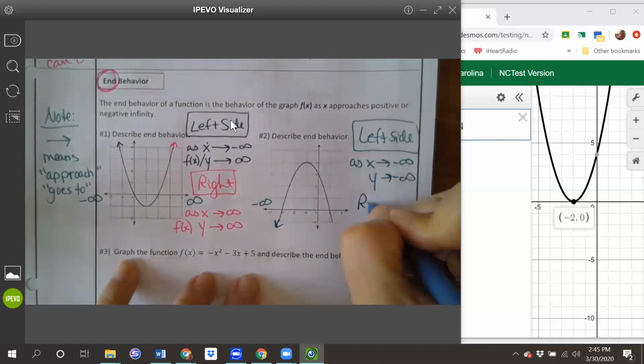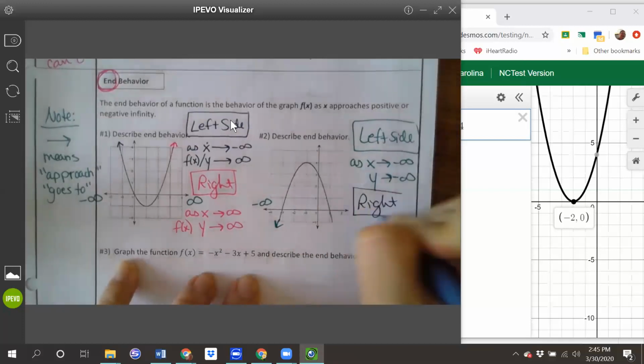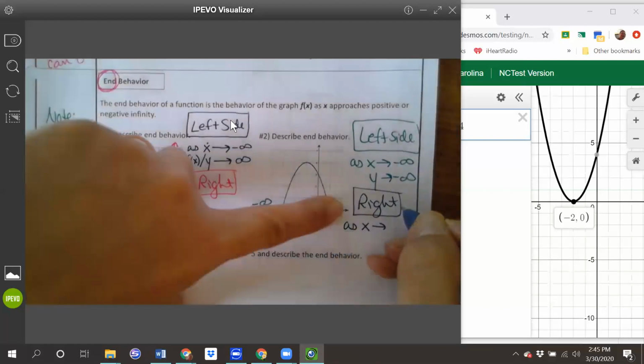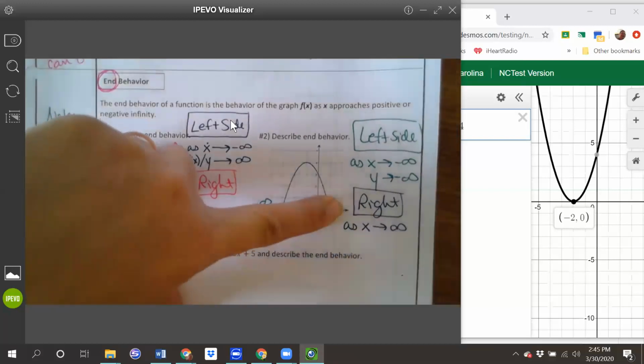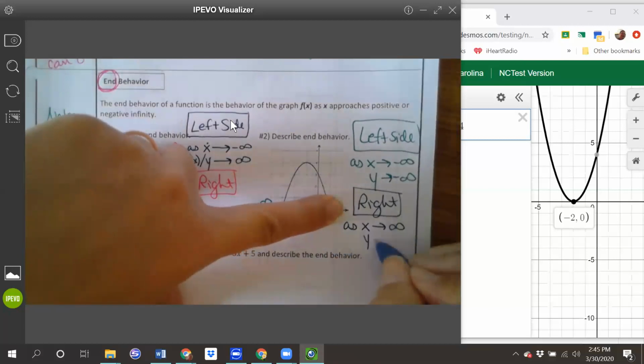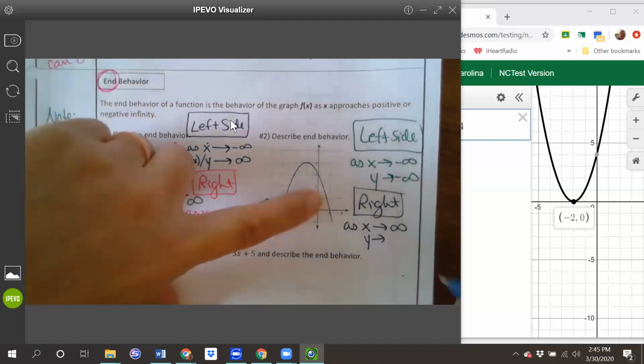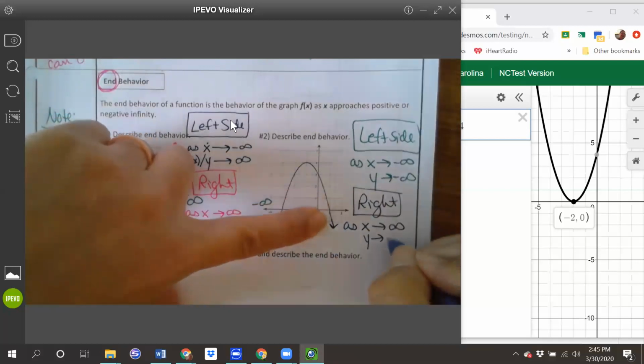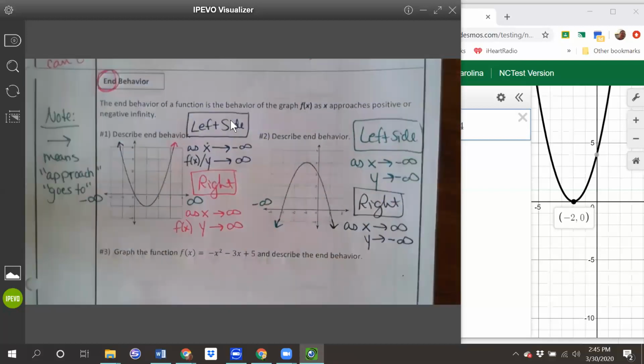And now I'm going to do the right side. So as x's get closer and closer to the right side, which is positive infinity, where are those y values going? Well, they're going that direction, which means that they are going to negative infinity.